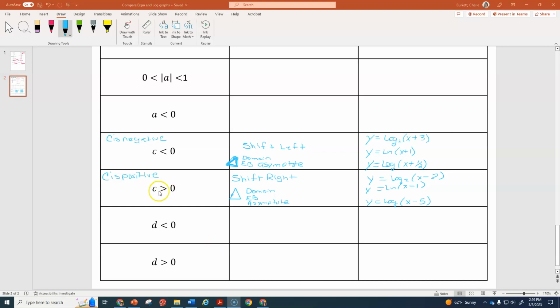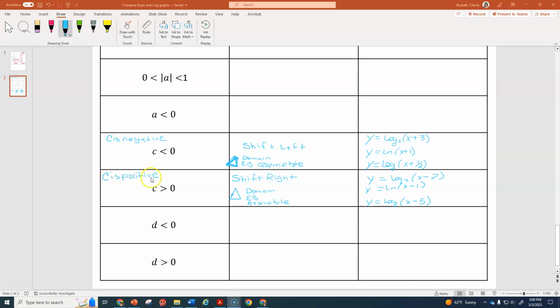Okay, so this reads C is greater than 0, but what they're trying to say by writing that C is greater than 0 is that C is positive. We know from all of the other transformations that when C is positive, we're going to shift the graph to the right. Shifting this particular graph to the right is going to change your domain, your end behavior, and your asymptotes.